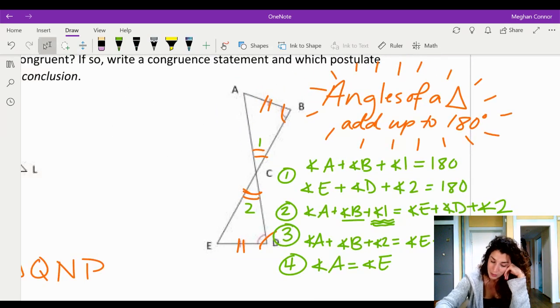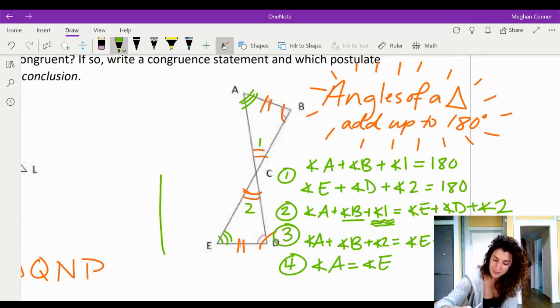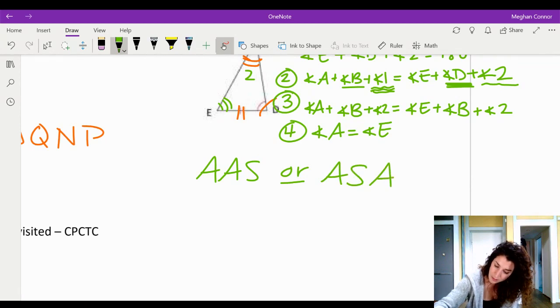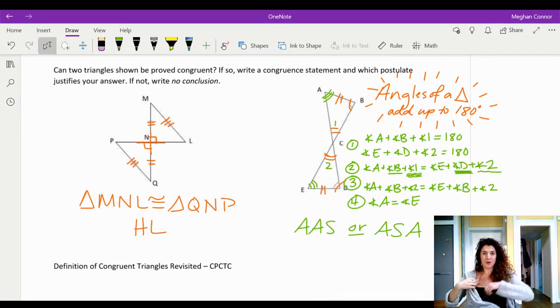And then you could prove, since those are equal with three arc marks, now you have all the angles equal and then one of the sides. So it could either be angle, angle, side, or angle, side, angle. Okay, so just a really quick spotting of them and learning one more reason that we can use.